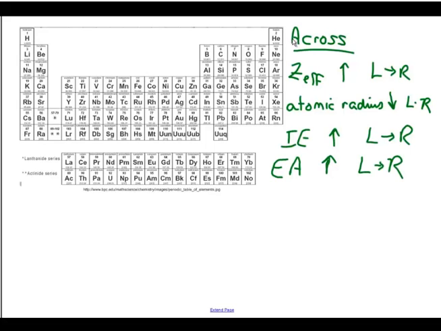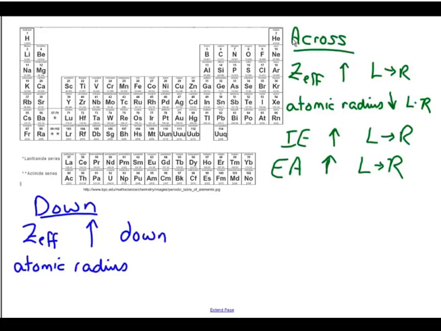If we take a look at the trend of these four things as we go down a group, we'll start with effective nuclear charge. As I go down a group, again, I keep adding protons. So because I keep adding protons, the effective nuclear charge is going to increase. So going down a group, effective nuclear charge increases as I go down.